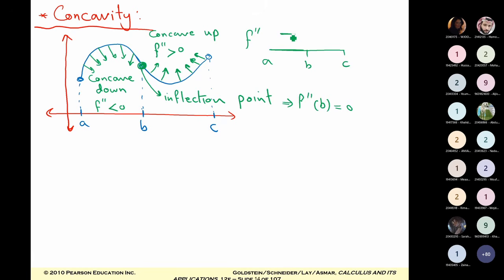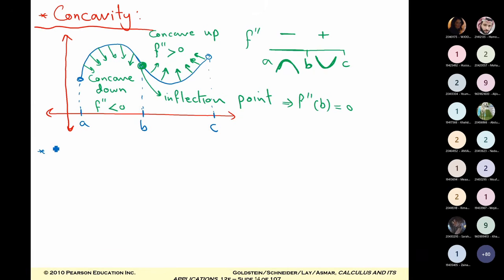If we have, for example, negative, this is concave down. If we have positive, this is concave up. If at B it changes from down to up or from up to down, this is called an inflection point. Okay.